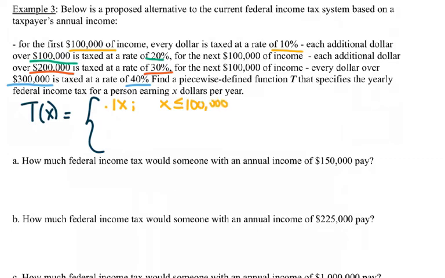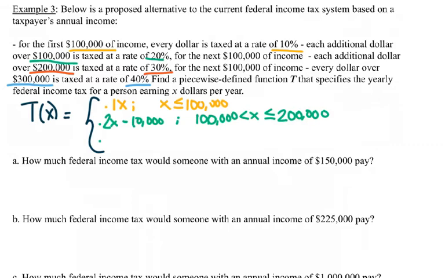The next one's a little more challenging. Each additional 100,000 is taxed at the rate of 20%. So I would do 0.2x, but keep in mind I've already paid $10,000, because that's 10% of that $100,000. If you just missed that part, just add that in. And this only occurs if x is between $100,000 and $200,000. We don't want it to equal 100,000 because we've already covered it in yellow. So it equals 200,000, but it doesn't equal 100,000. It's between those two numbers.